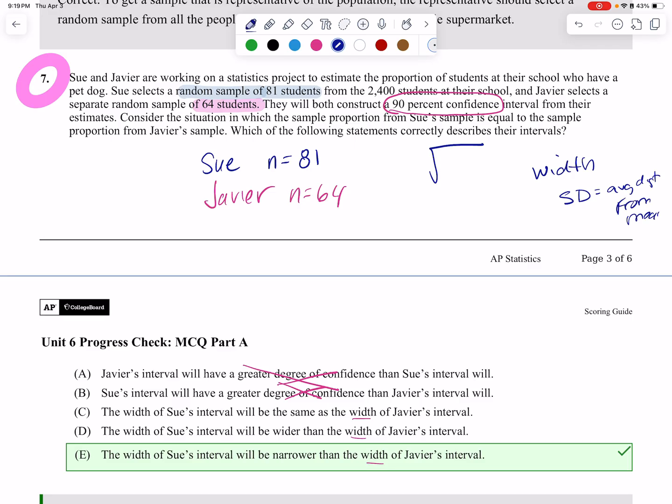My standard deviation is equal to the square root of p hat times 1 minus p hat over n. You can see my n here is 81. When I divide by a bigger number, I'm going to get a smaller result. That's why I know that Sue is going to have a skinnier interval, because it's going to be smaller with 81 versus 64. That's how I knew it was going to be E.